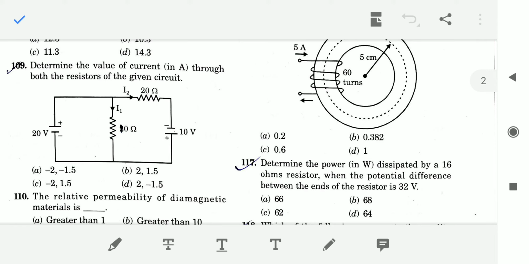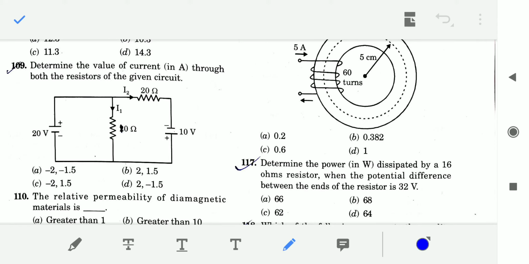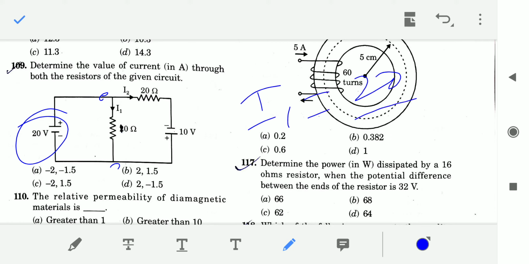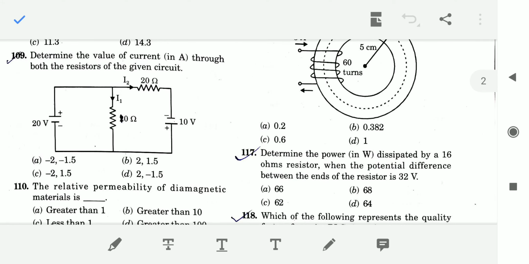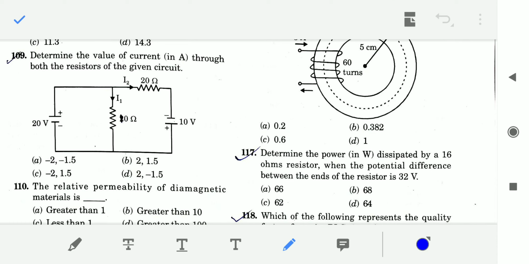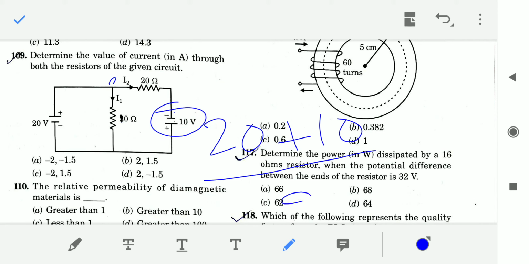Coming to question number 9, determine the value of current in amperes through both the resistors of the given circuit. If you observe carefully, this is 20 volts which is connected between these two nodes. That means I1 is equal to 20 by 10 ohms, that is equal to 2 amperes. Next one is V. This is positive 20 and this is negative 10. That means 20, when it is negative, we have to take positive. So plus 10 by 2, it is equal to 30 by 2.